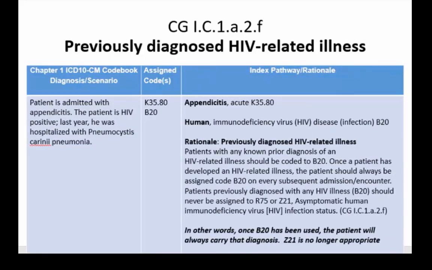A previously diagnosed HIV-related illness. Here, this is making the point that the patient has appendicitis now, which is not HIV-related. However, last year he had a pneumocystis carinii pneumonia, which is an HIV-related condition. Therefore, he would carry the B20 diagnosis and not the Z21.